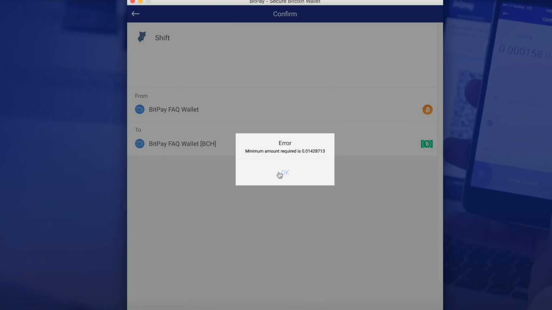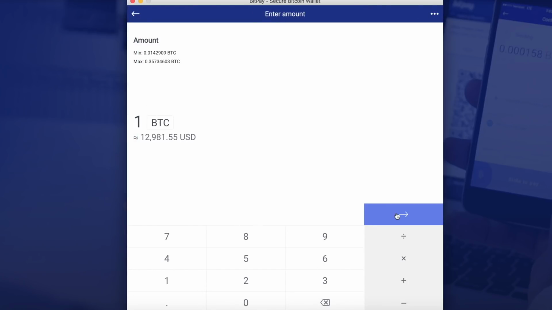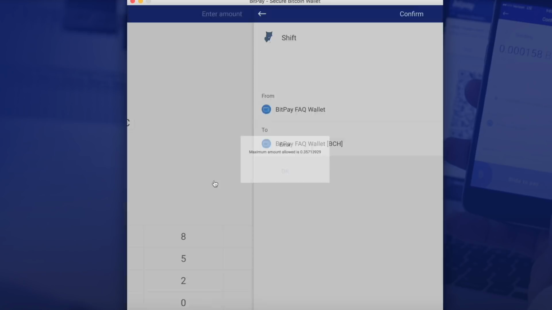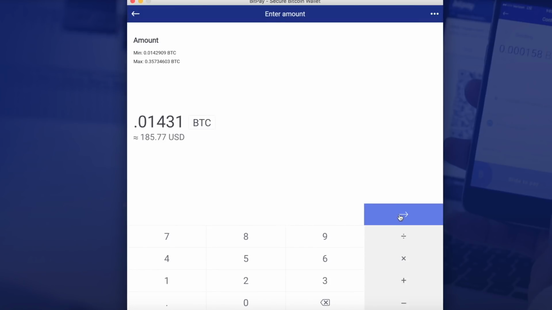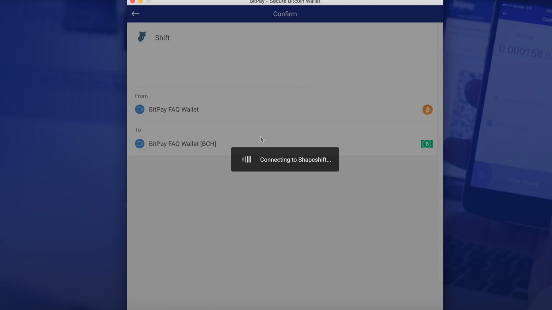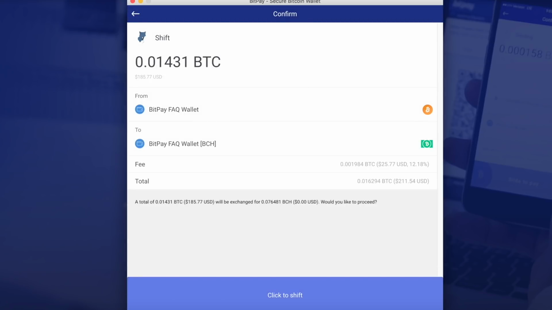If you put in an amount below the smallest amount, you'll get an error. The same kind of error pops up if you try to put in more than the largest amount allowed. Once you enter an acceptable amount, the app will take you to the final screen.